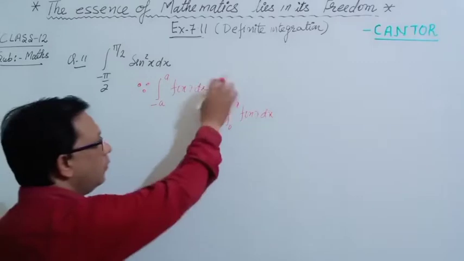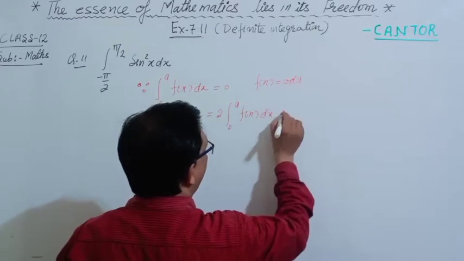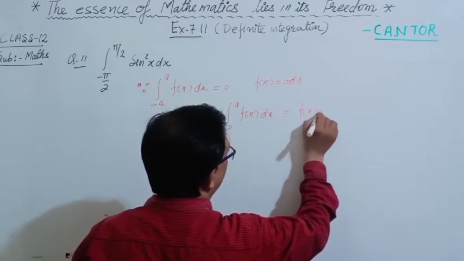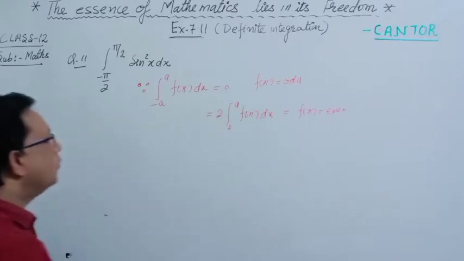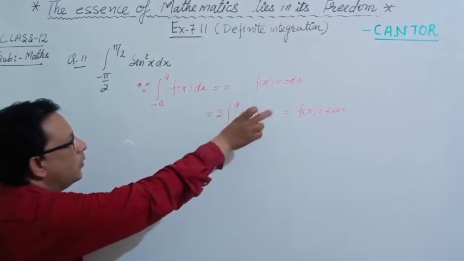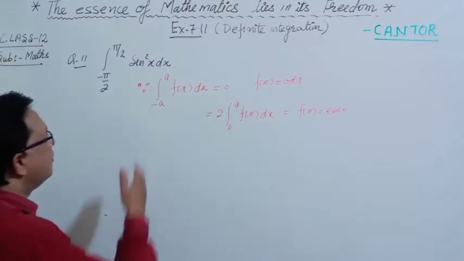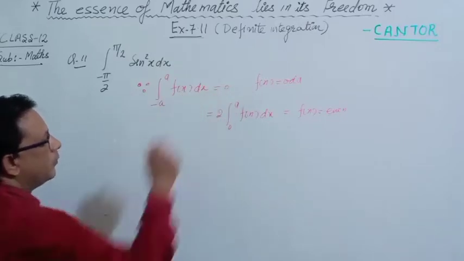And this is 0 when f(x) is an odd function and when f(x) is even. So this becomes 0 when f(x) is an odd function and this becomes 2 times 0 to a f(x) when f(x) is an even function. Okay, the question is: minus a to a f(x) is equal to 0 when f(x) is an odd function.